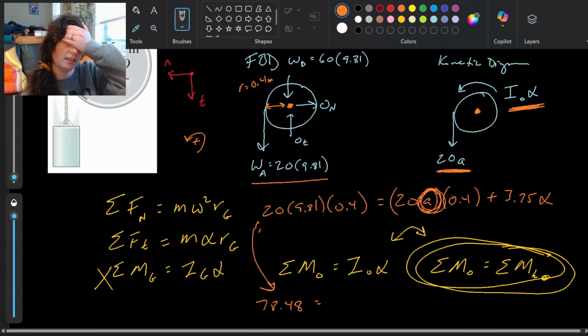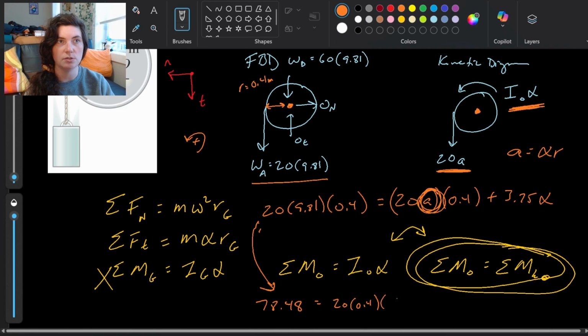Now, it may take a little thinking back of what our relationship between A and alpha is, but we do have a relationship between acceleration and alpha for rotation about a fixed axis, right? Our A is just alpha times R. So we can substitute that in. So I have the 20 times the 0.4 and then times alpha R. So times alpha, and we know that the radius is 0.4. And then that 7.35 alpha just stays the same.